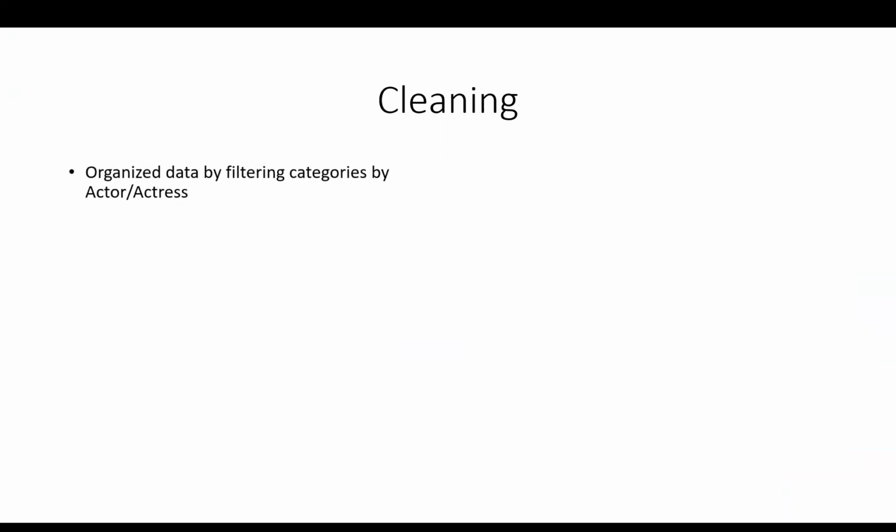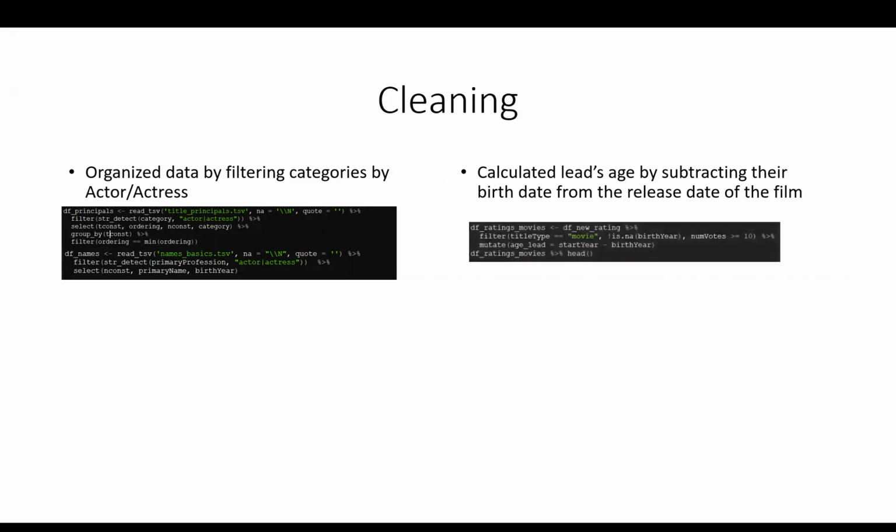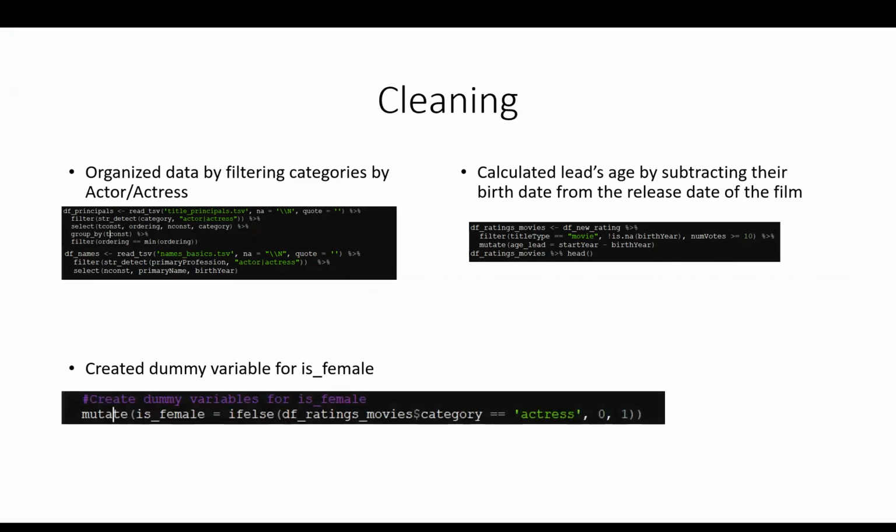So what I needed to do was organize the data by filtering it by categories, specifically actors and actresses, with a few lines of code, and then moved on to finding out the lead's age by subtracting the birth date from the release date of the film, because IMDb doesn't show the age of the actors due to a lawsuit that was filed against them. Finally, I created a dummy variable for is female, which represents whether or not the actor or actress is female in a computing aspect, because a computer doesn't know whether or not actress means female or actor means male.